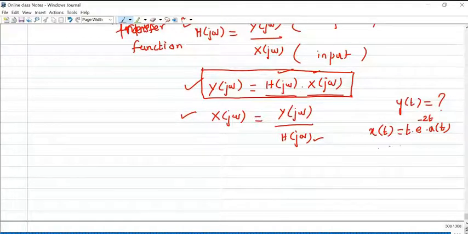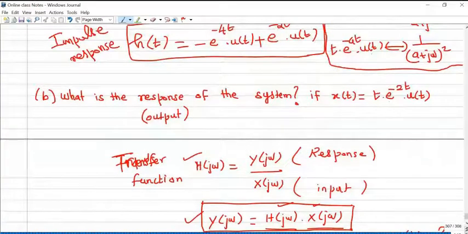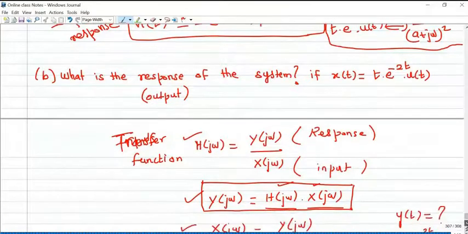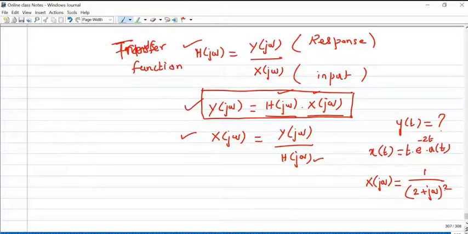x of t equal to t e power minus 2t u of t. The Fourier transform of this signal, x of j omega, the formula I have written here: for t e power minus a t u of t, the Fourier transform is 1 divided by (a plus j omega) square. So here a is 2, so 1 divided by (2 plus j omega) square. So x of j omega we have also calculated now.